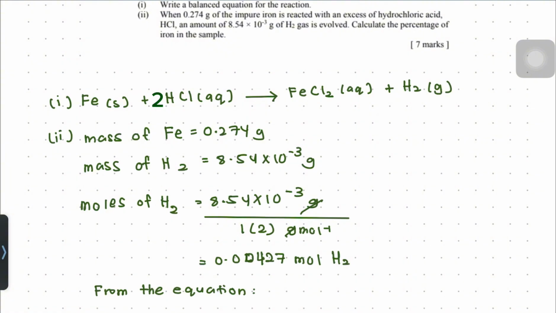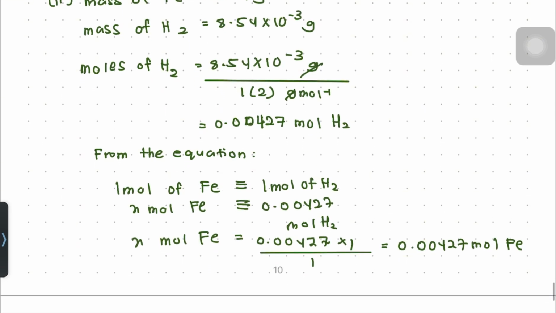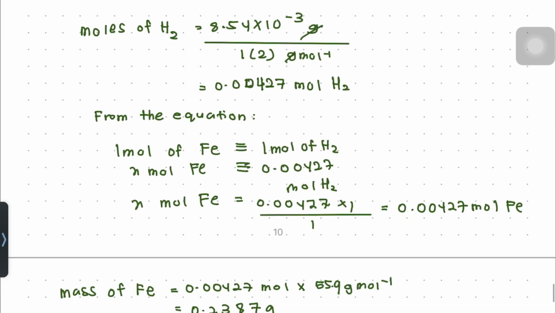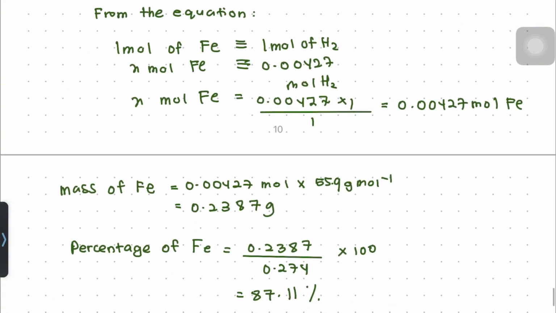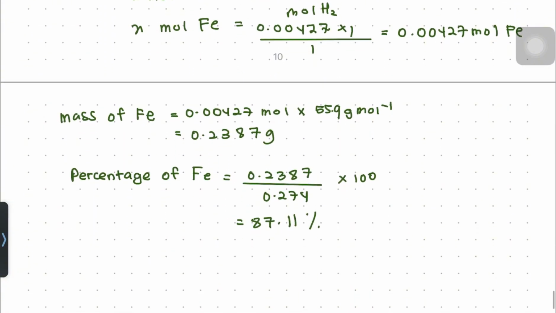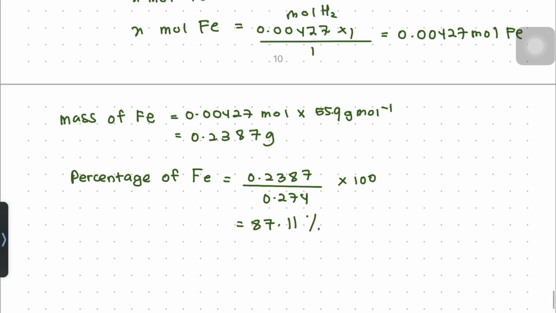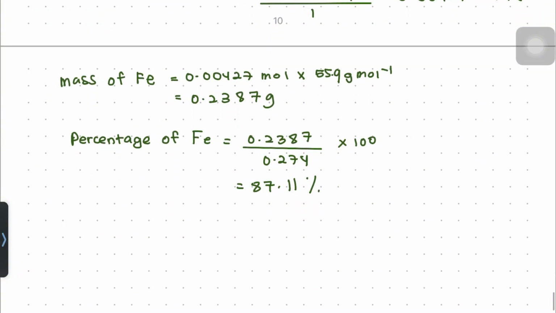So first of all, calculate the moles of H2, which is 0.00427 mole of H2, and then we will do the stoichiometry ratio. So 1 mole of Fe will produce 1 mole of H2. So we will get the mole for Fe is 0.00427 mole of Fe, and then we will calculate the mass of Fe. So we will get 0.2387 gram, and then the percentage of Fe is 87.11%.